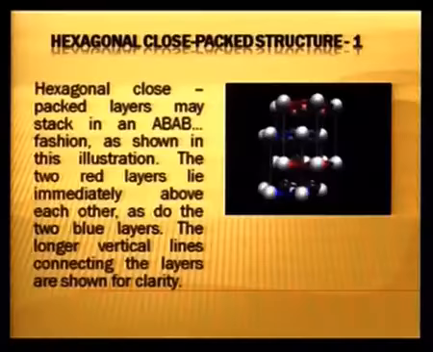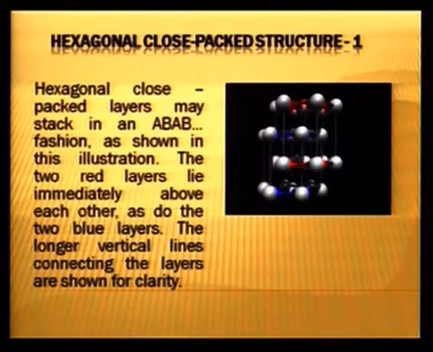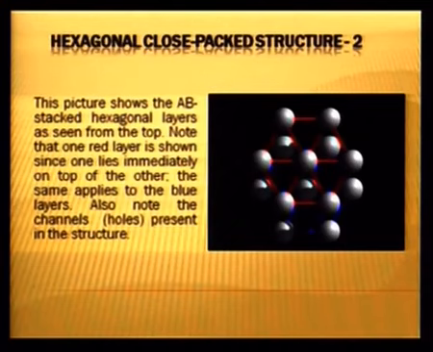Now, the hexagonal close packed structure can be seen more clearly with another kind of model. Here you can see 4 layers, and the first and third layers are identical. You can see they are just one above the other. Similarly, the second and fourth are one above the other. From the top, if we look at the same structure, the arrangement will look something like this, in which you can see that the one red layer is shown since one lies immediately on top of the other. Same applies to the blue. So, only one red and one blue, only 2 orientations are possible.